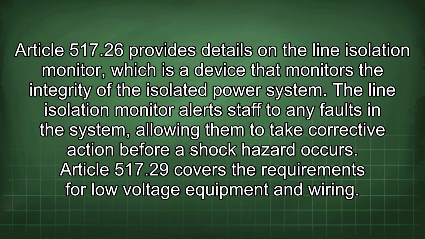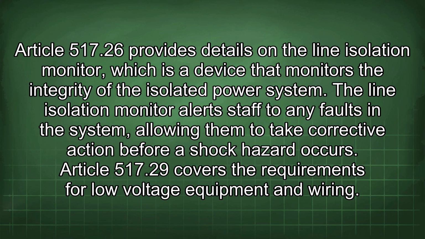Article 517.26 provides details on the line isolation monitor, which is a device that monitors the integrity of the isolated power system. The line isolation monitor alerts staff to any faults in the system, allowing them to take corrective action before a shock hazard occurs.